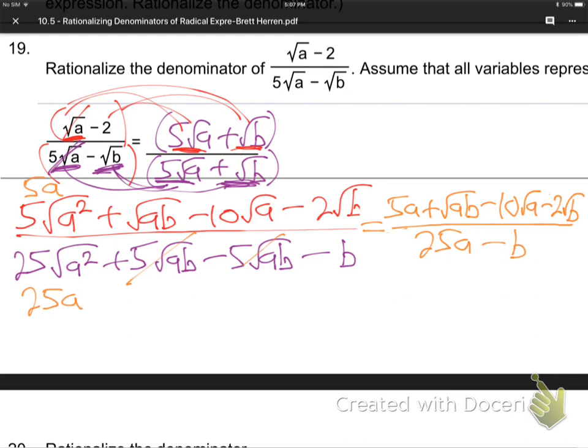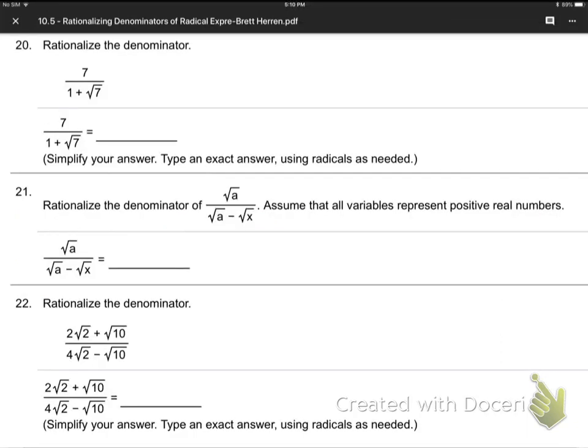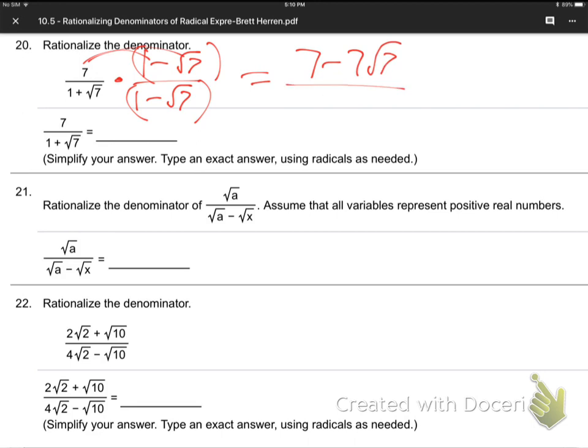What did we do? We got rid of the roots from the bottom. See how there's no more roots on the bottom. Number 20. So I'm getting rid of the root from the bottom again. So multiply. See how it's got a root and a plus or minus. So I'm going to have to use the conjugate, which is the whole denominator, opposite sign in the middle. Multiply top bottom. So the 7 goes boom, boom. And you get 7 minus 7 root 7 on the bottom.